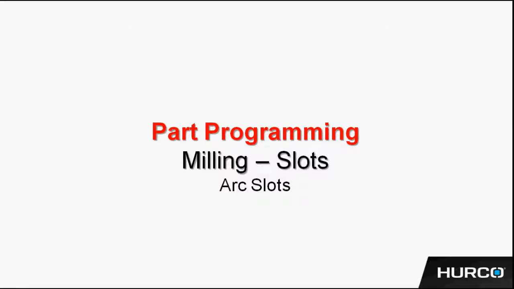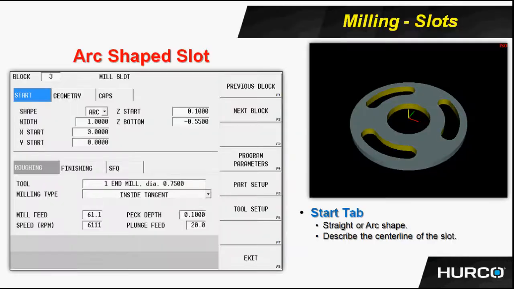In the previous video, we programmed a slot that was straight. Let's now talk about programming a slot that has an arc to it. On the Start tab, the only difference is we're going to pull down the Shape menu and select Arc. We're still going to give it the width and the start point in X and Y.